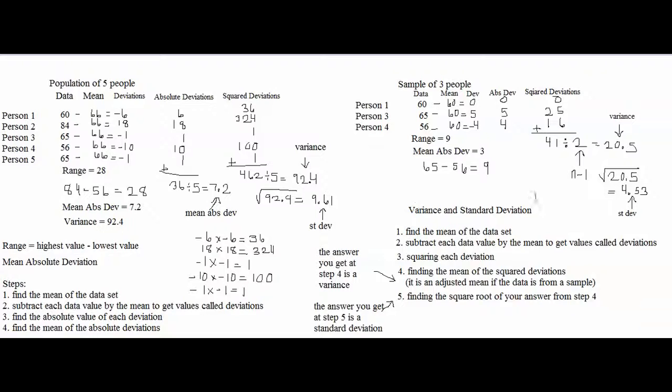Now, since the variance and standard deviation over here used a slightly different formula than the variance and standard deviation over here, there are actually different terms or different words that are used. When you have data from an entire population and you calculate the variance without using the adjustment in step 4, your answer is actually called a population variance. I can just write POP for population, and if you find the square root of that variance, then your answer is called a population standard deviation.